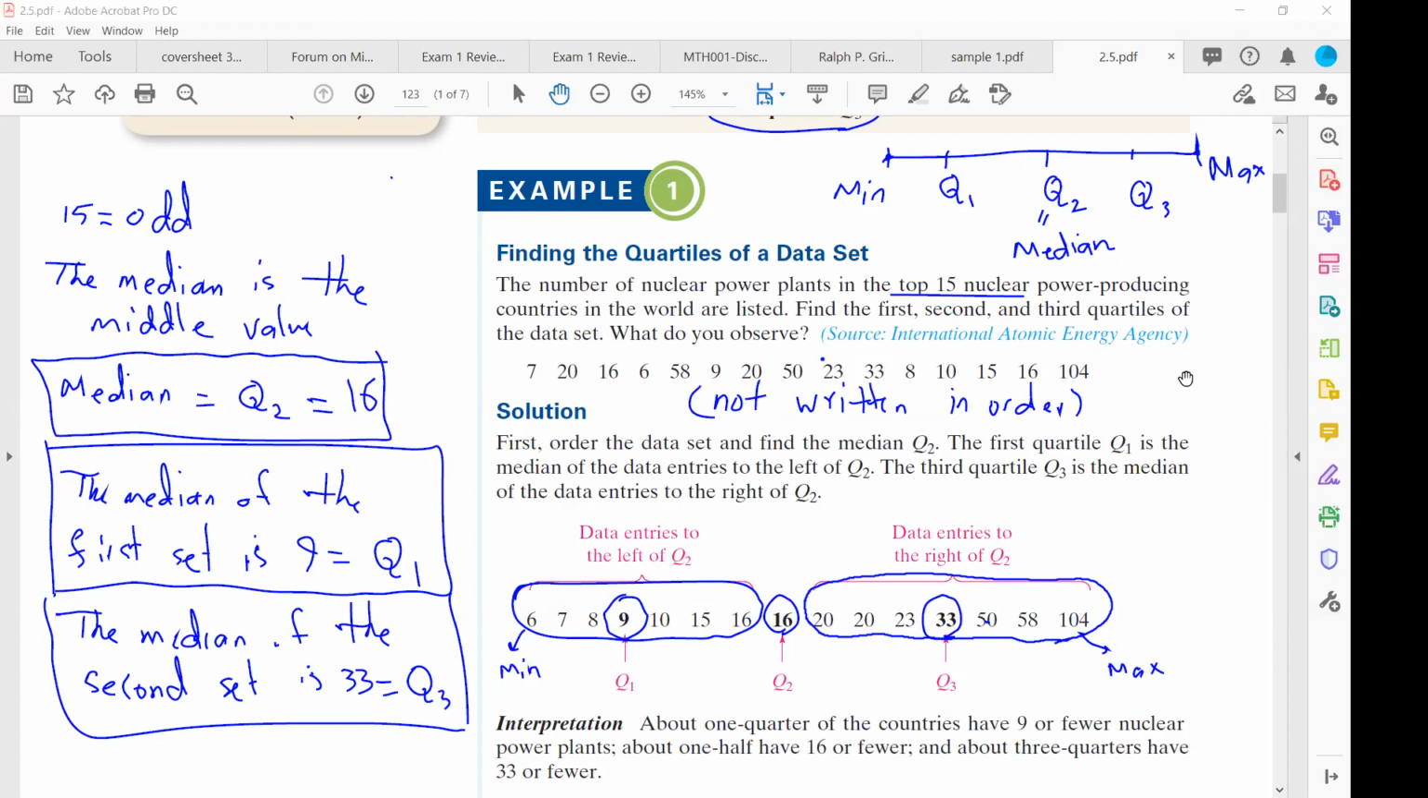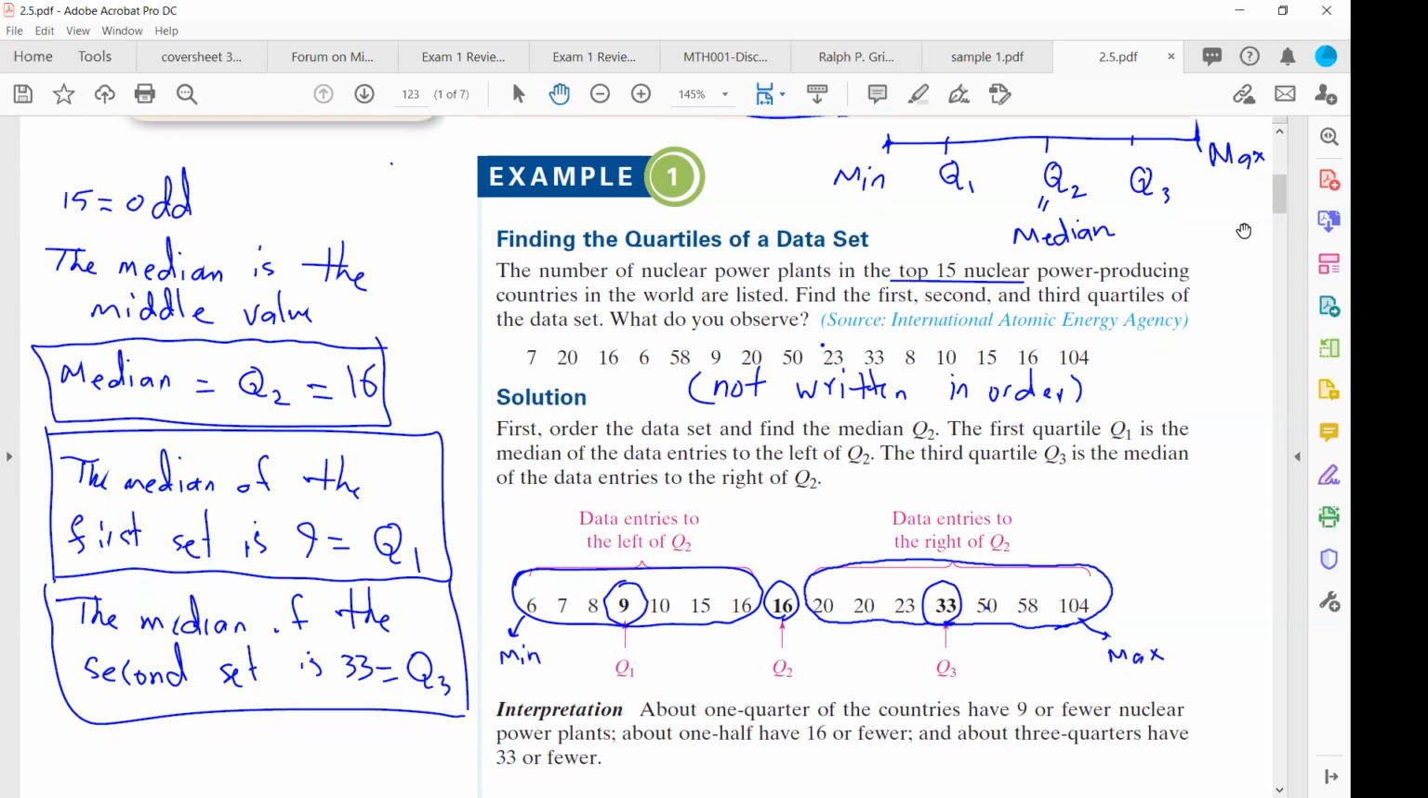Since you had 15 numbers in the collection, to find the median, you separate these from left, from right, 7 numbers on the left, 7 numbers on the right-hand side, and the middle value is going to be the median or second quartile.